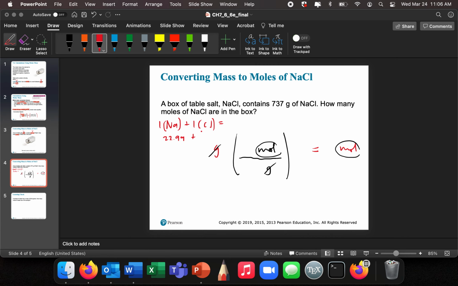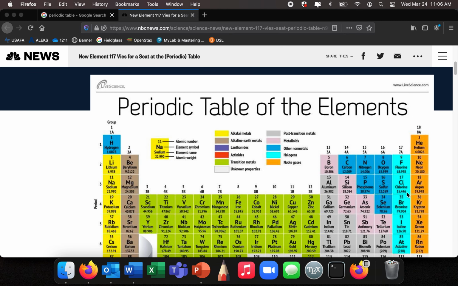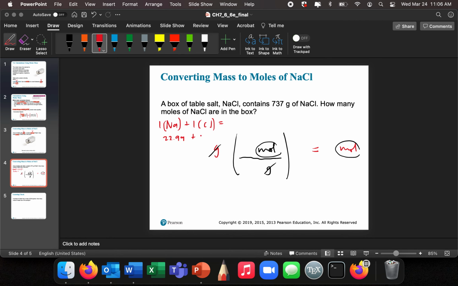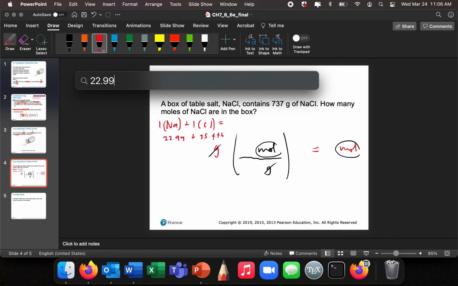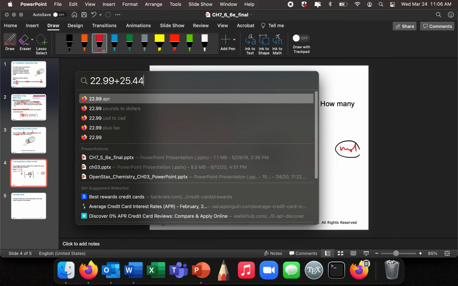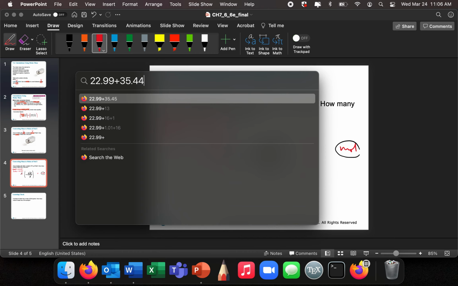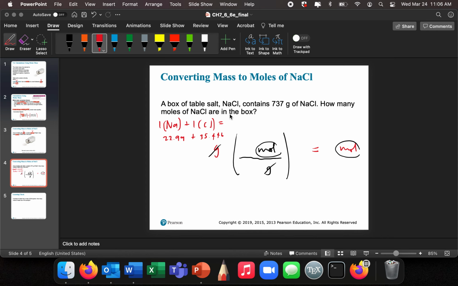22.99. And chlorine is 35.446. So let's go 22.99 plus 35.446 is equal to 58.436. That's 58.436 grams per mole. So it's going to be 58.436 grams per 1 mole.